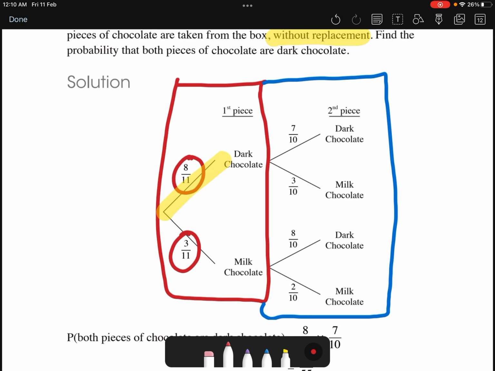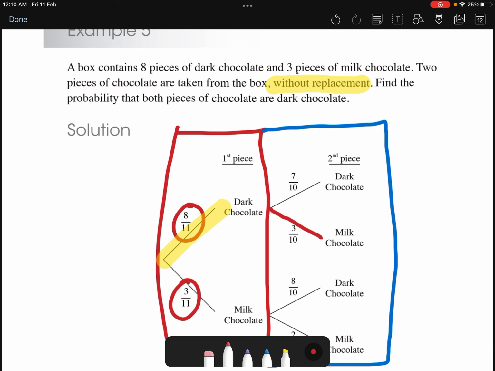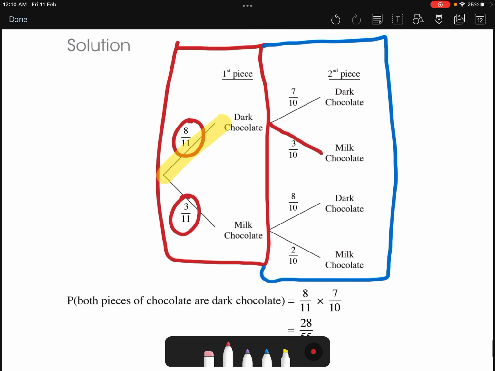Then if you go to this branch right here, the milk chocolate is still 3, because the first choice, you actually chose a dark chocolate. So the number of milk chocolates still remains the same, just that you divide by the 10 chocolates that are left. Okay, now I move on to this branch.